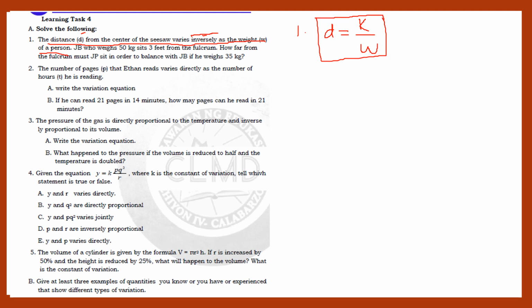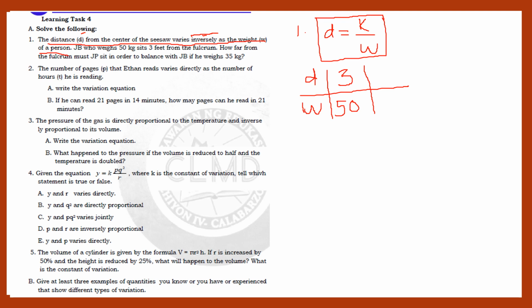Next, JB weighs 50 kg and sits 3 feet from the fulcrum. How far from the fulcrum must JP sit in order to balance with JB who weighs 35 kilogram? To make it easier, I will also make you a table of values. It's just this: distance and weight. For the second sentence, you'll get one set, 50 and 3 feet. So, of course, 50 kilogram is a weight, so put the 50 here. And 3 feet is a distance, so put the 3 here.